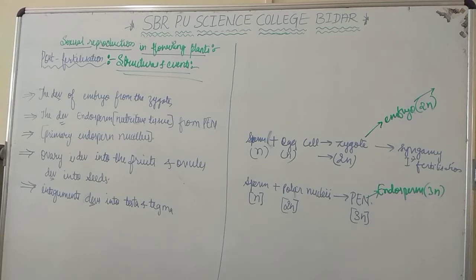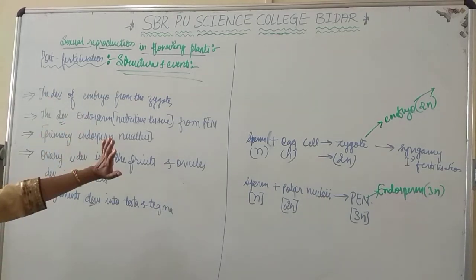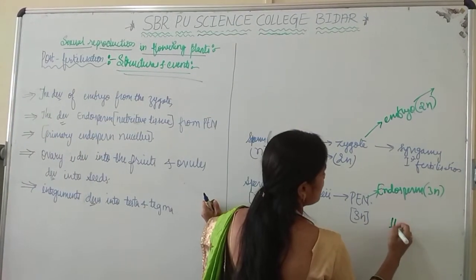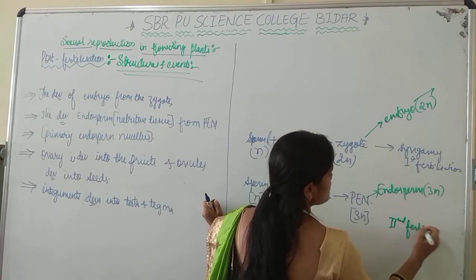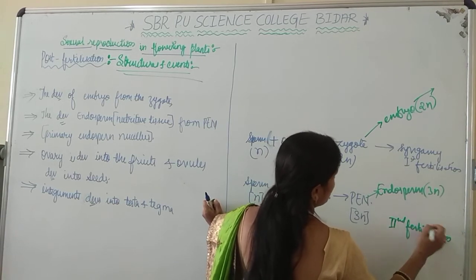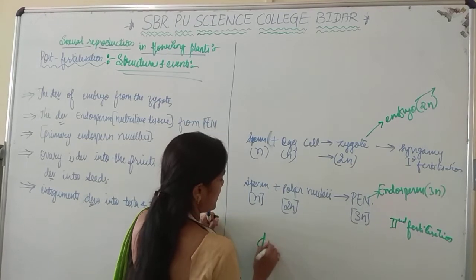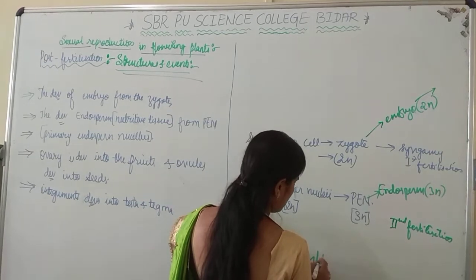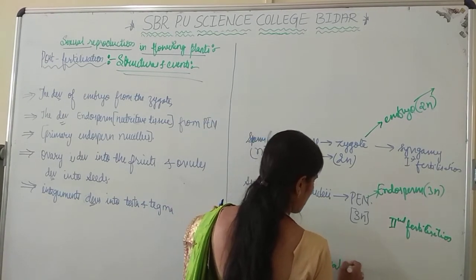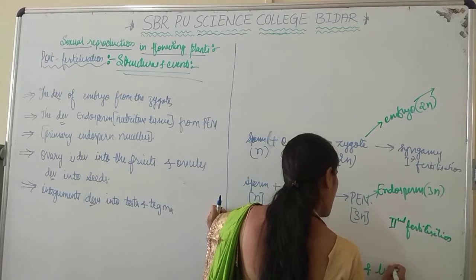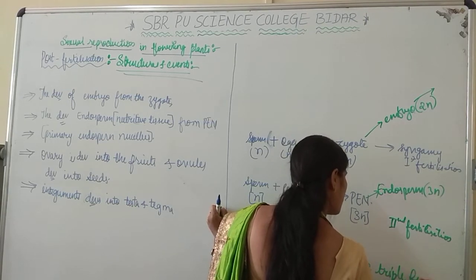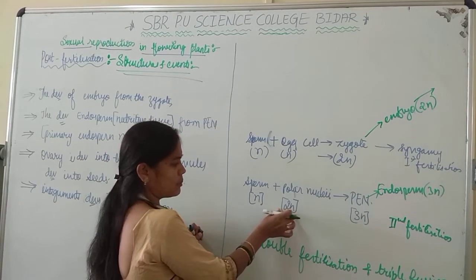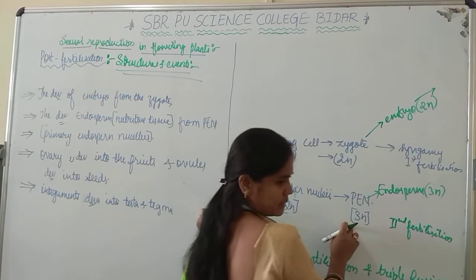Got my point? So these all happen immediately after fertilization; this is the second fertilization. We can call it double fertilization and triple fusion. What is it called? Double fertilization and triple fusion. I hope you remember. What do you mean by triple fusion? Here, N, haploid, combines with the diploid one to form a triploid.